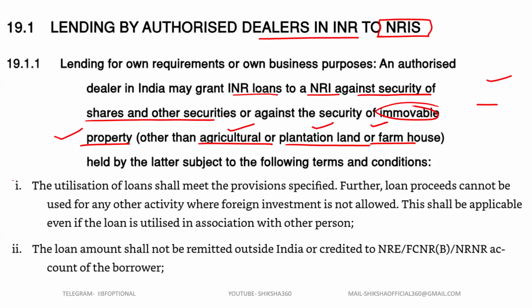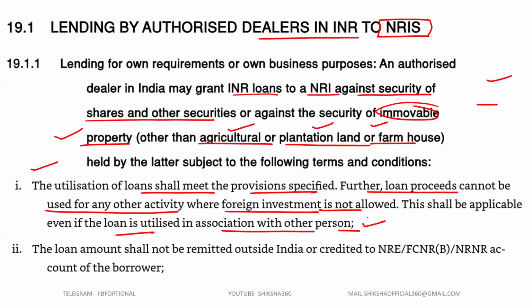First, where they have to use the money: the utilization of loans shall meet the provisions specified. Further, loan proceeds cannot be used for any other activity where foreign investment is not allowed. This shall be applicable even if the loan is utilized in association with any other person, indirectly; you are not able to use that.